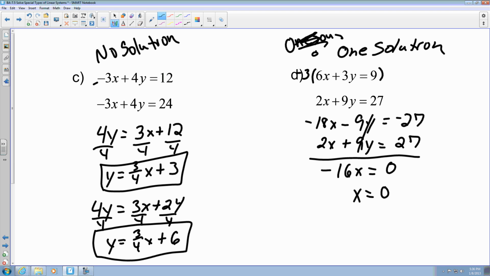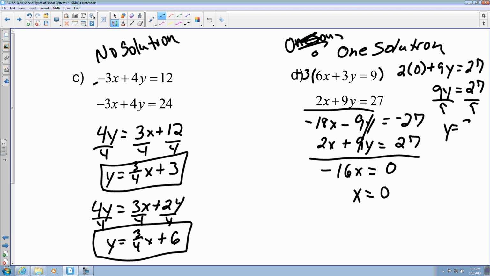So now, I'm going to use this equation. So I got 2 times 0 plus 9y equals 27. 2 times 0 is 0, so I got 9y equals 27. Divide 9 to both sides. y equals 3. So my ordered pair here is 0, 3. So not only do I know that I had one solution, I know that that one solution falls on 0, 3.